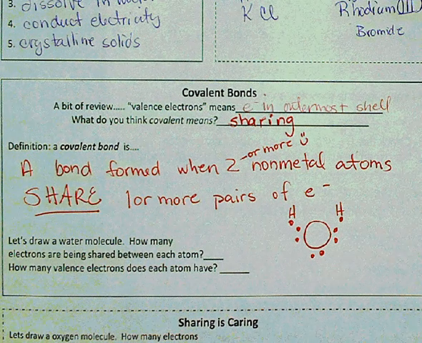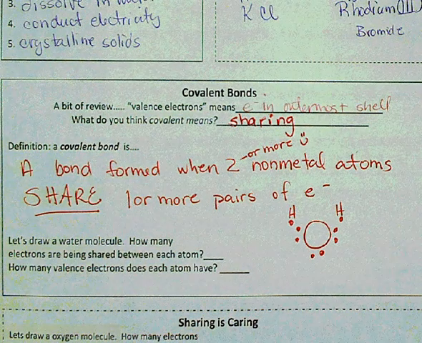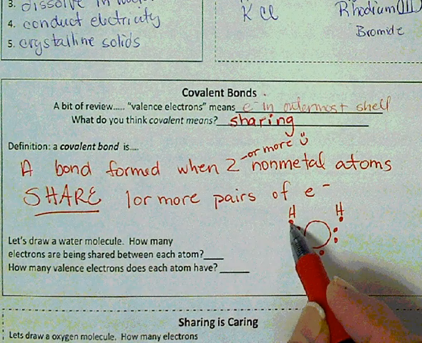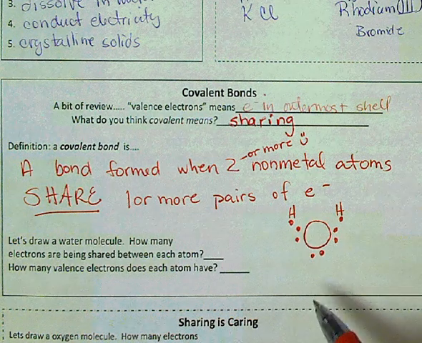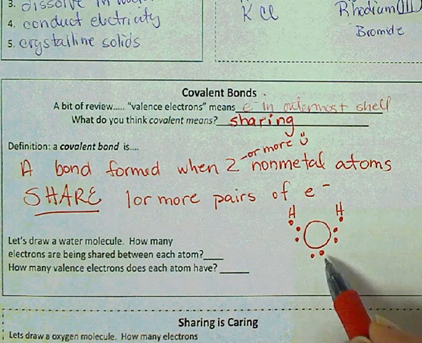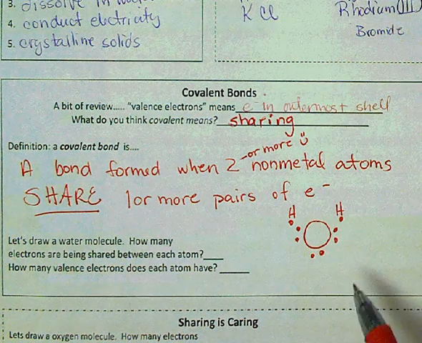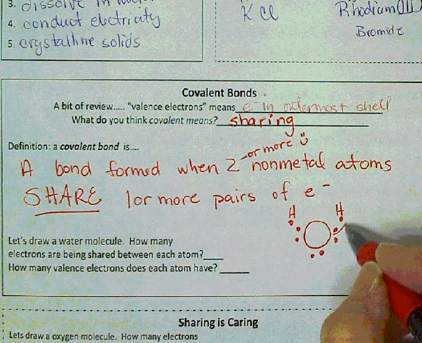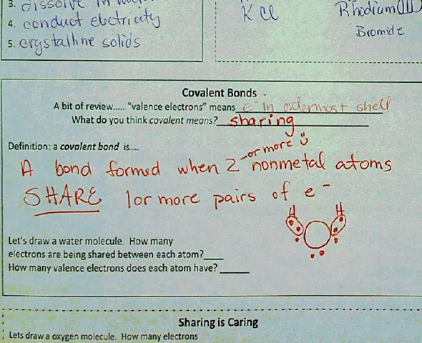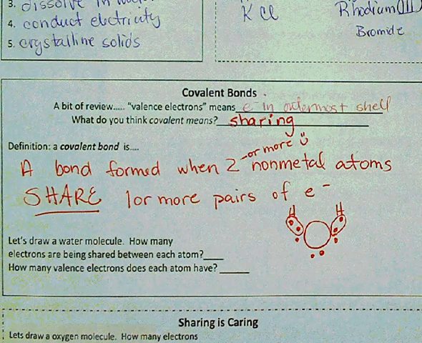For hydrogen to have a full valence electron shell, it will need 2. So it has 1 and it will need an additional 1. It has 1, it will need an additional 1. Oxygen has 6, so it will need 2 additional ones. So we are going to circle these electrons because they are going to share with each other.